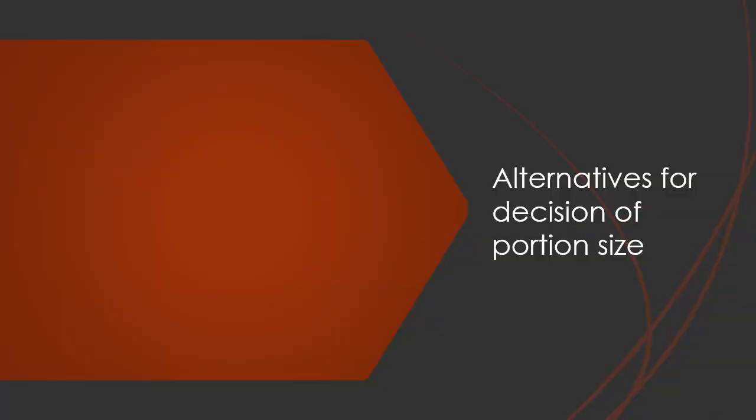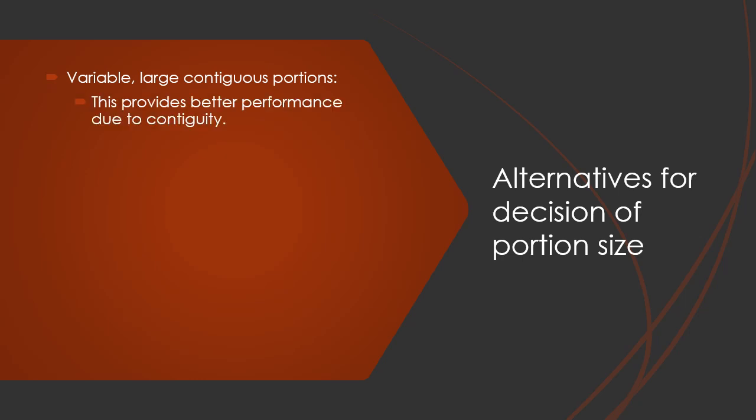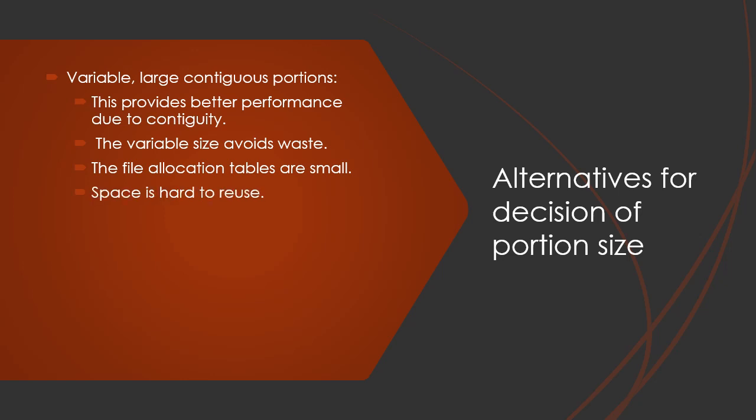Alternatives for decision of portion size. Variable large contiguous portions. This provides better performance due to contiguity. The variable size avoids waste. The file allocation tables are small. Space is hard to reuse.